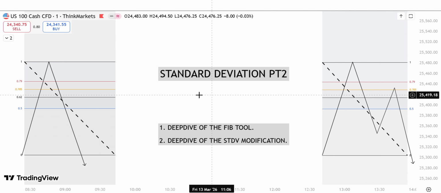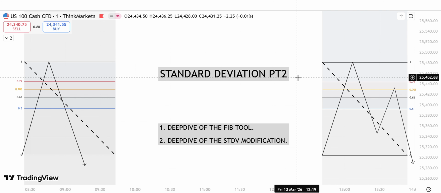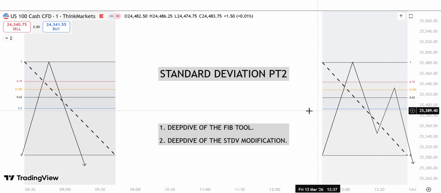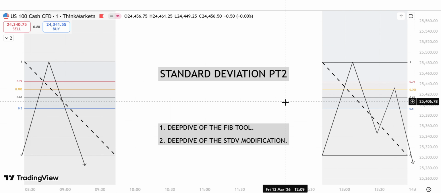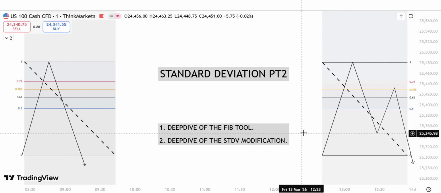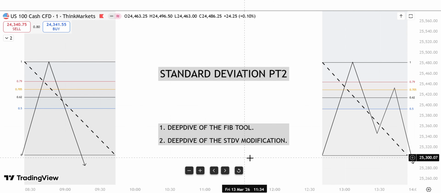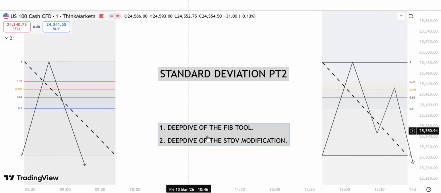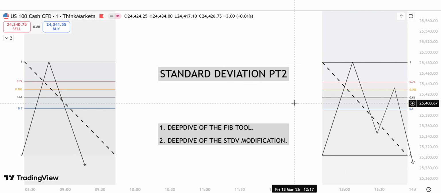This is Standard Deviation Part 2. In my latest video on Standard Deviation, I said I was going to give you a deep dive in the next video, therefore that is what I'm going to do today. We are going to be discussing a deep dive of the Fibonacci tool and a deep dive of the Standard Deviation modification. Now let's start with the deep dive of the Fib tool.